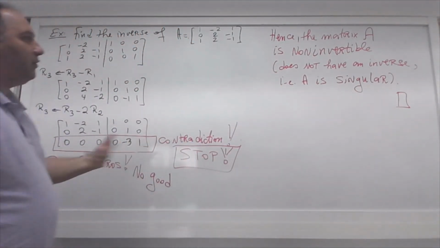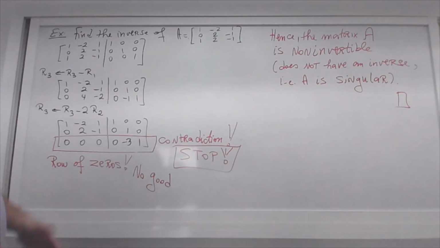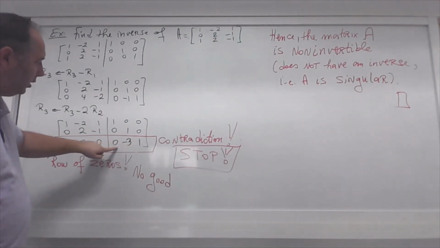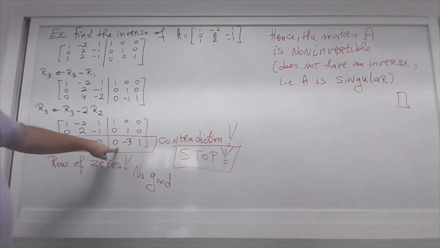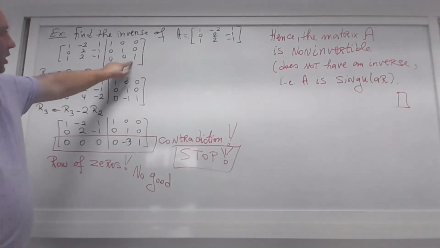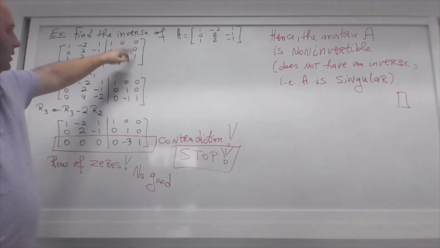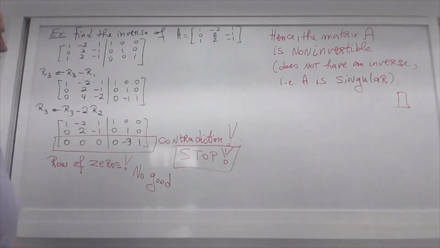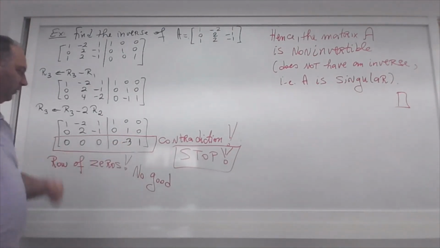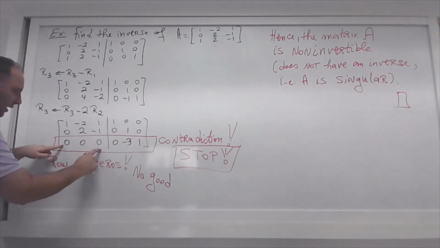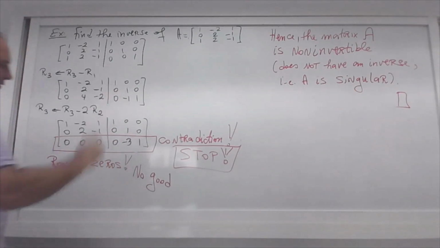Those are different ways of saying the same thing. A does not have an inverse. A is non-invertible. A is singular. It's not its fault. What can you do? Row of zeros. On this side, you will never have a row of zeros. You started with your identity, and you cannot kill these numbers. They will stay there. You will never have a row of zeros on the right side. If you have it on the left, you need to stop. On the right side, you will never have them.